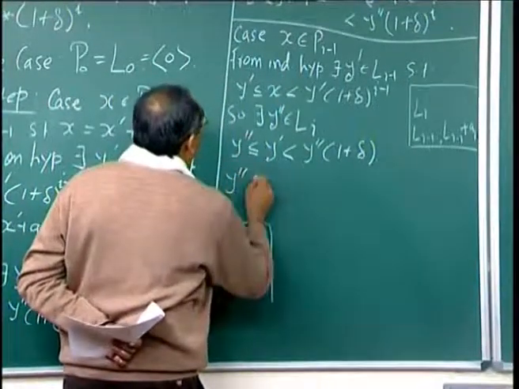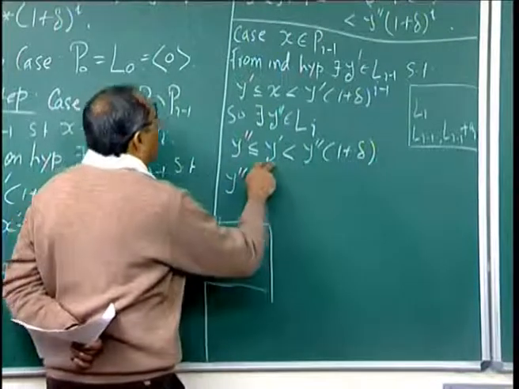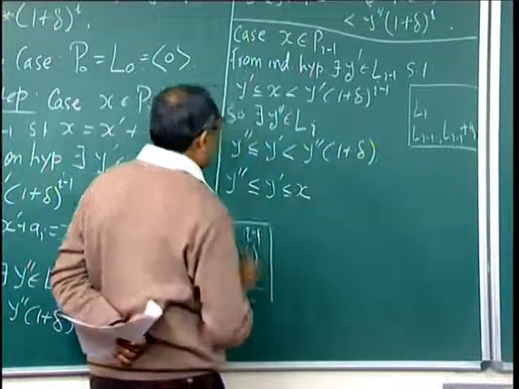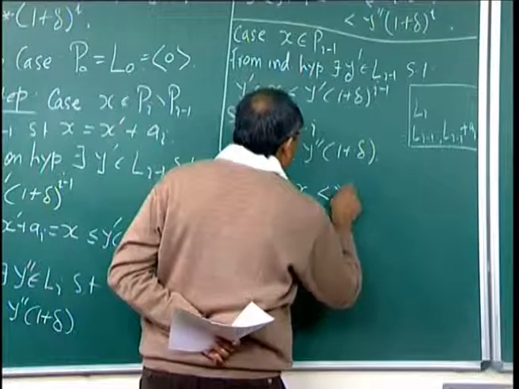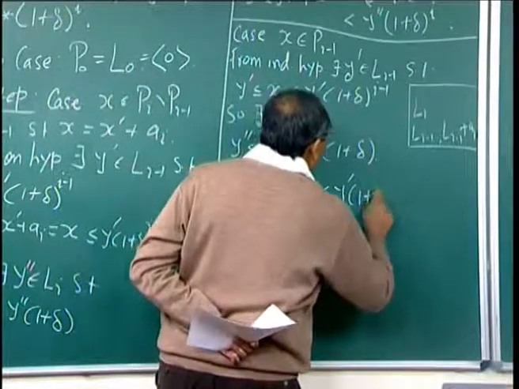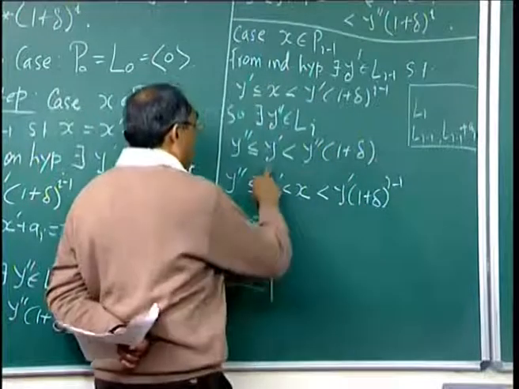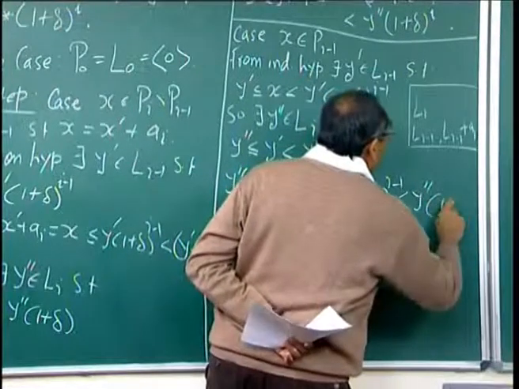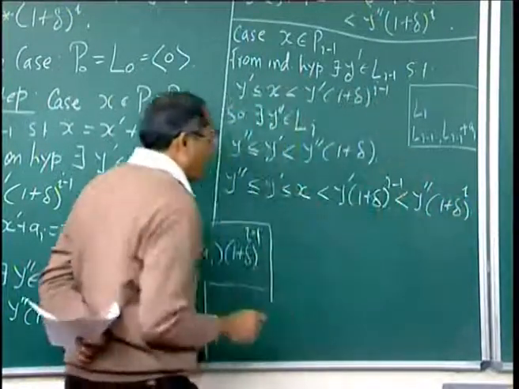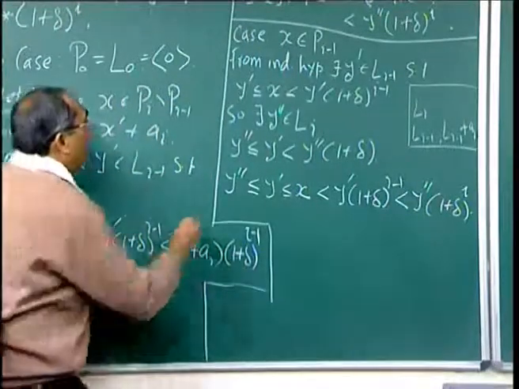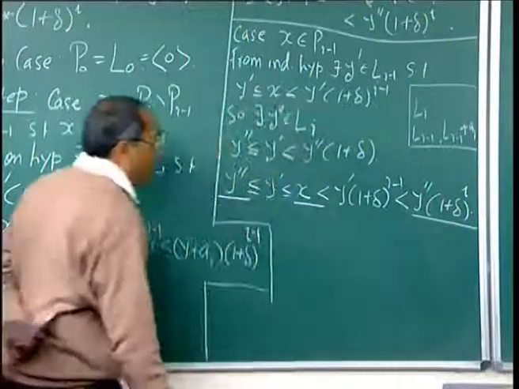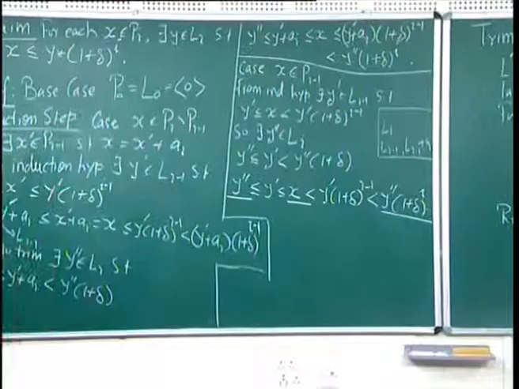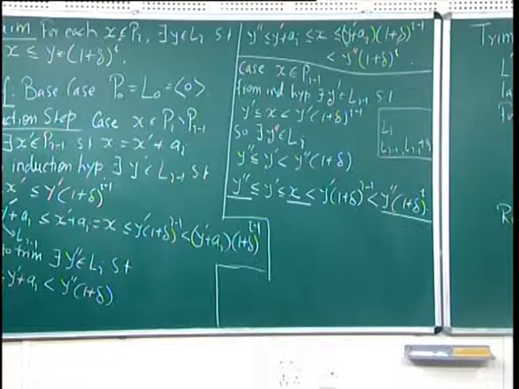We have y double prime less than or equal to y prime, which is less than or equal to x, okay, and that in turn is less than y prime times 1 plus delta power i minus 1. This inequality further bounds it as y double prime times 1 plus delta power i. Once again, we have this inequality that we wanted to prove over here. So, that establishes the claim.